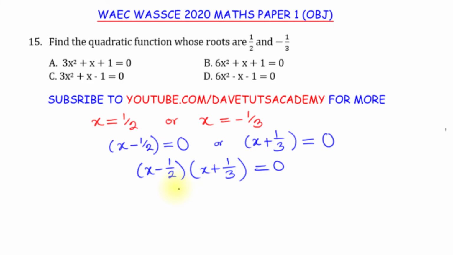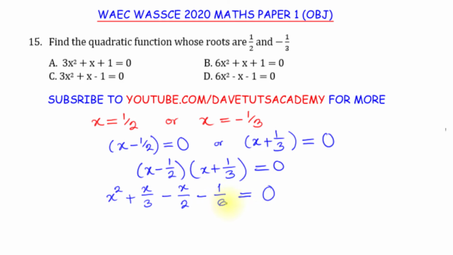Okay, so we can open our bracket now. x times x, that will be x squared. x times 1 over 3, that will be plus x over 3. Then minus 1 over 2 times x, that will be minus x over 2, because 1 times x is x, then 2 at the denominator. Then minus 1 over 2 times 1 over 3. The negative and the positive number will multiply to give a negative number. Then 1 times 1 is 1, 2 times 3, that is 6, is equal to 0.